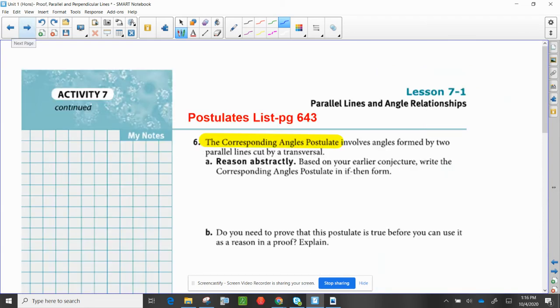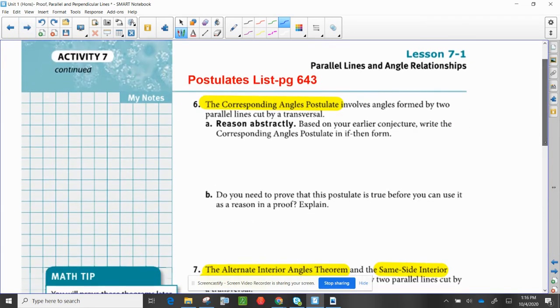So on this page here with number 6, they're just showing you now that they're going to start calling these the corresponding angles postulate. And just so you know, they list all the postulates in the back of your book. So you don't have to go back and find these in the sections. You can always check the back of the book. They're listed there all together on page 643.